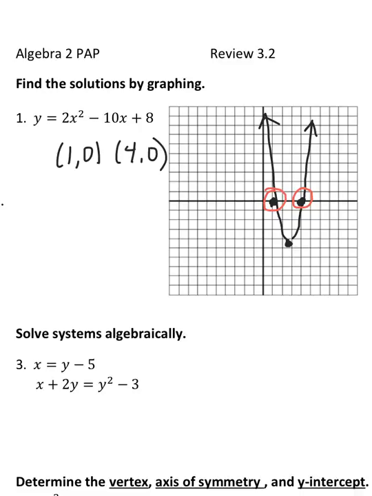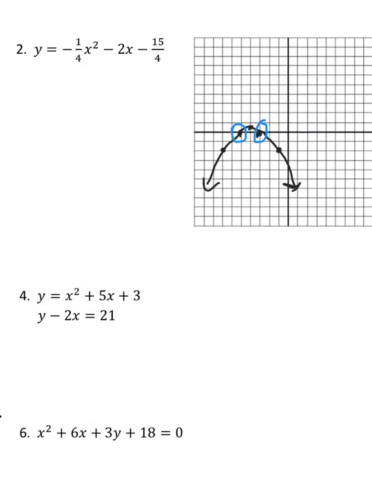You can also get these solutions from the table if you press Control-T on your TI-Nspire. You can find the solutions in the table wherever y is 0. So you look at the table where y is 0, and the value for x is going to be your solution. Okay, on number 2, I find the solutions to be at (-3, 0) and (-5, 0).